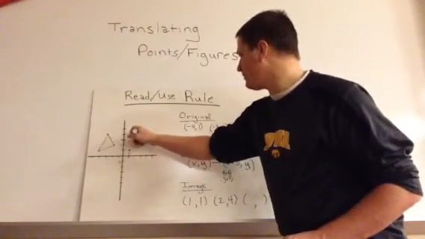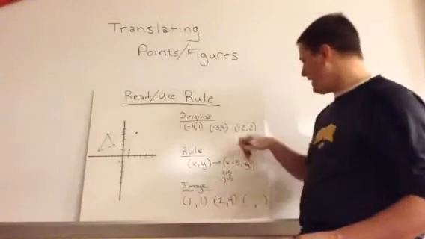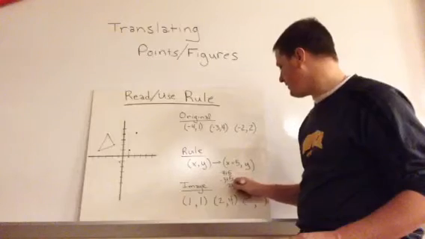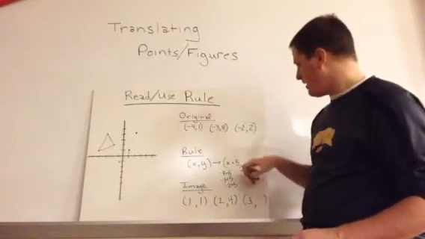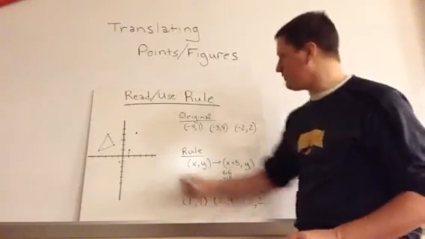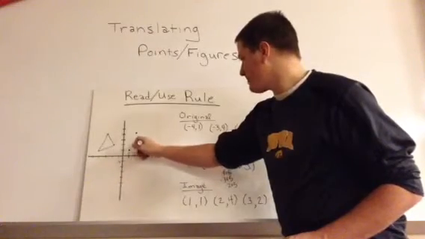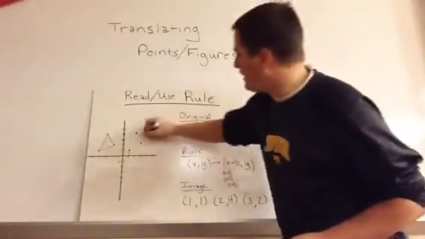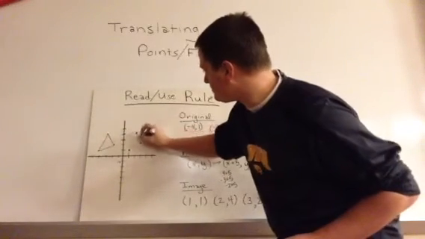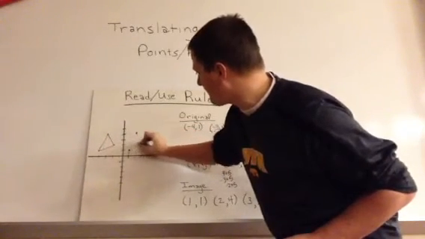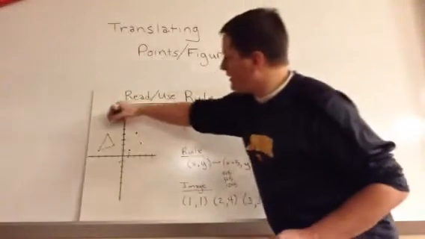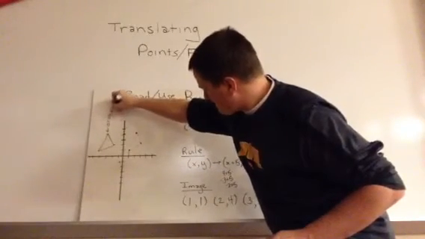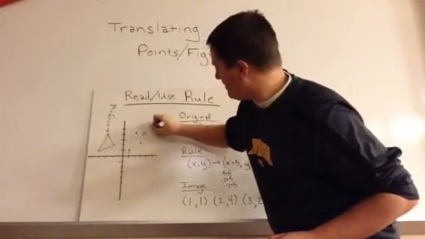2 up to 4. And my last one is negative 2. I'm going to add 5 to it. This is going to give me 3. And my y is going to stay the same, 3, 2. And for my image, I'm going to use a dash line. So here is my original. And here's my image.